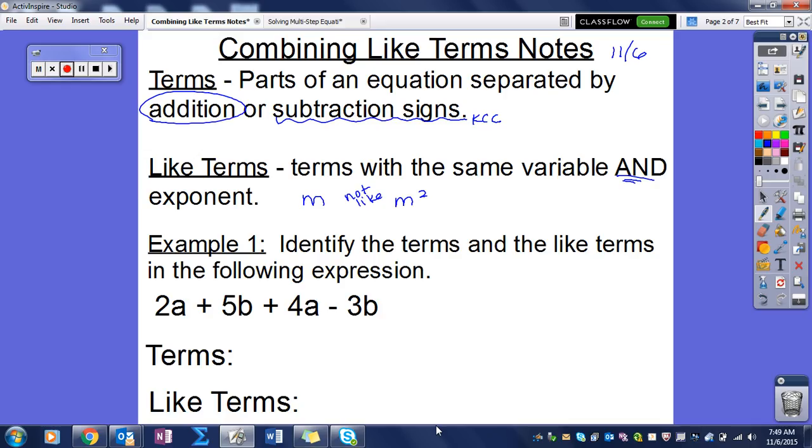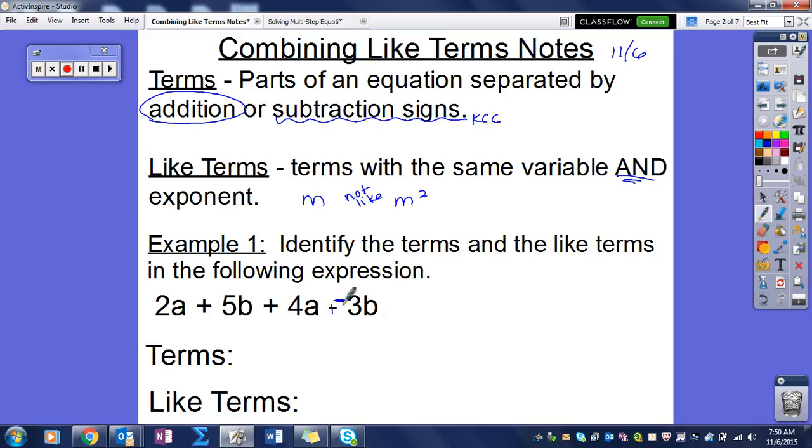The very first thing that we're going to do is check for subtraction signs. So in this first problem, that's addition. In this problem, that's addition. In this problem, that's subtraction. So we're going to take this and we're going to keep, change, change. I keep this the same. I change subtraction to addition. And I change 3b to negative 3b.